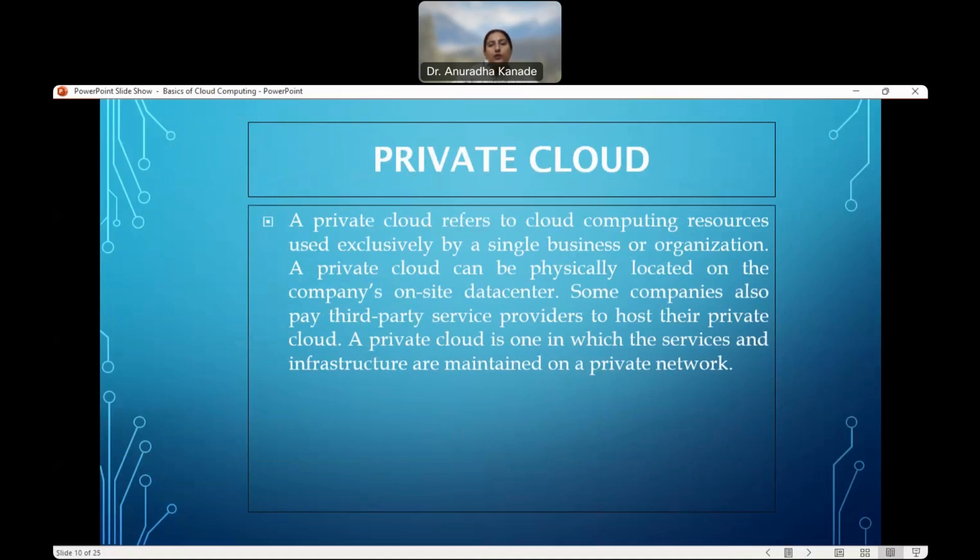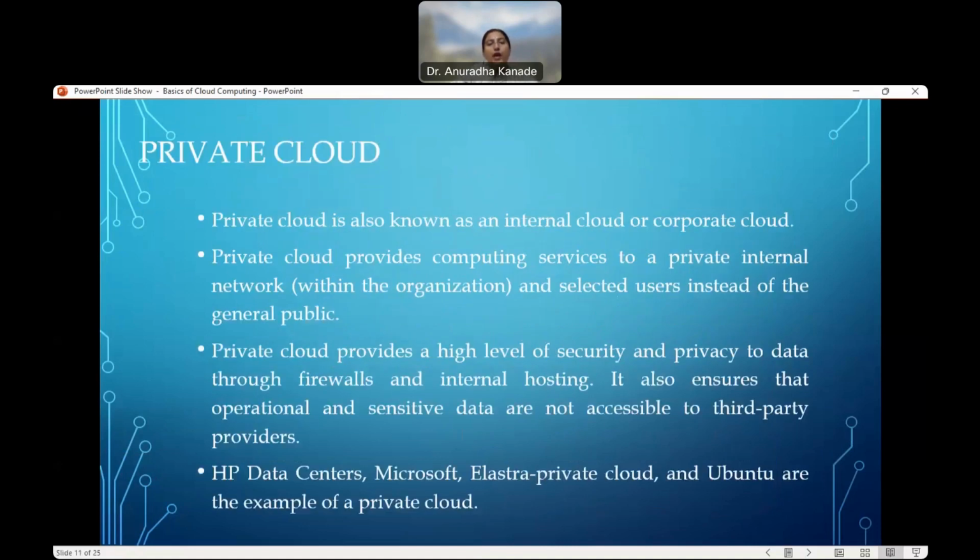The private cloud is one in which the services and infrastructure are maintained on a private network. So firewalls and internet hosting are managed by the organization because it ensures a high level of security and privacy of the data. It also ensures the operational and sensitive data is not accessible by the third-party provider. So the examples are HP data centers, Microsoft, Ubuntu, etc. which are providing private cloud services.